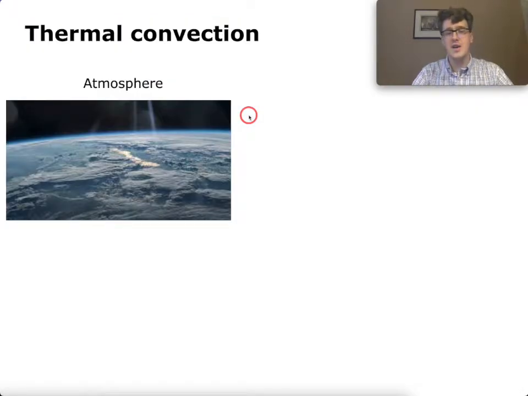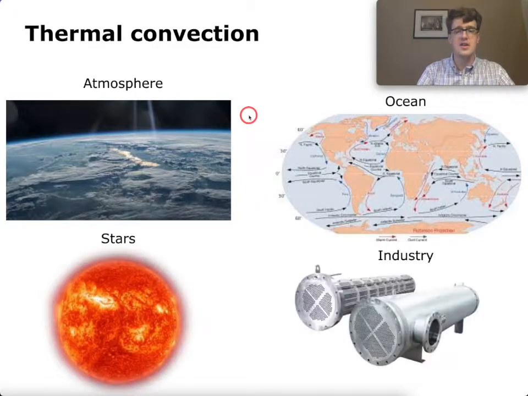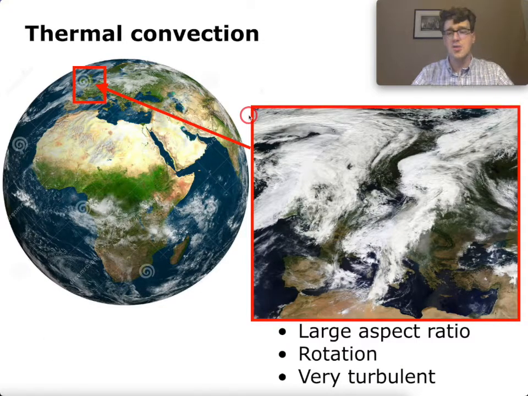Thermal convection you see all around us. For example, thermal convection in the atmosphere, in the oceans, in stars, or in industrial applications. Many of these thermal convection problems are complicated because they are obtained in very large aspect ratio systems. They may be affected by rotation, and they are happening in very, very turbulent flows. This makes simulation of these problems very computationally intensive and difficult.